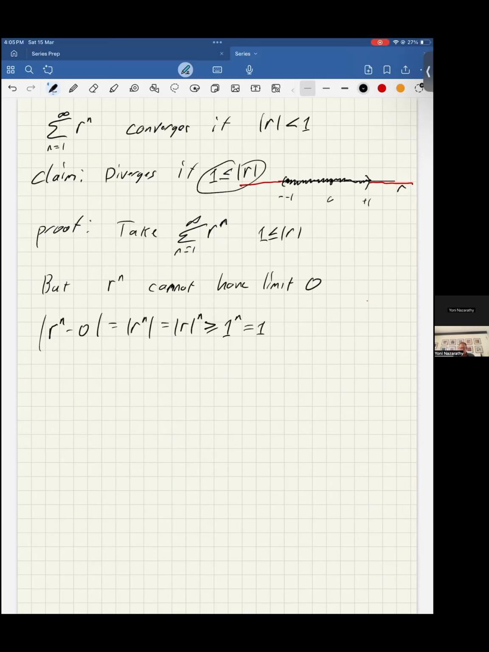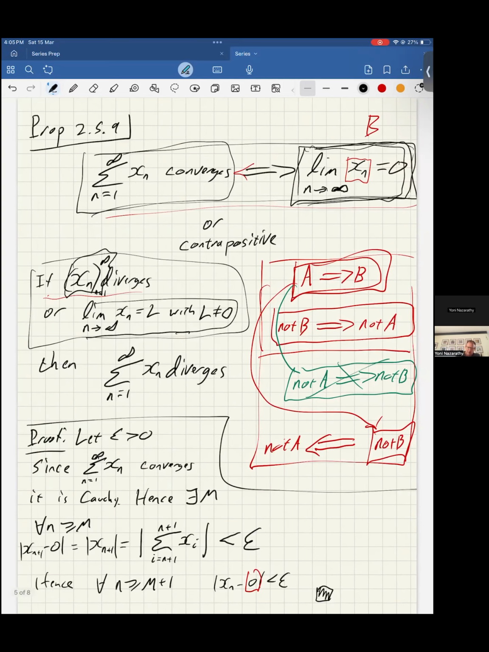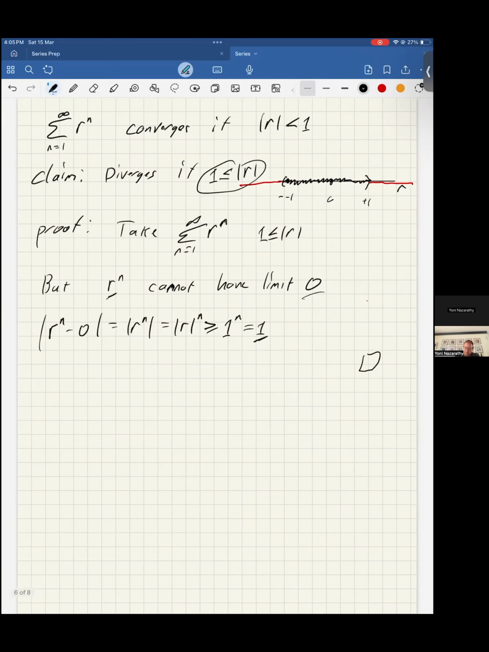So it's not the case that for every epsilon there exists an M such that all n's greater than that M put us less than epsilon. In particular, with epsilon equaling 1, that doesn't hold. So this sequence cannot have the limit 0, and by this proposition, the geometric series diverges. Okay, so that is that claim.